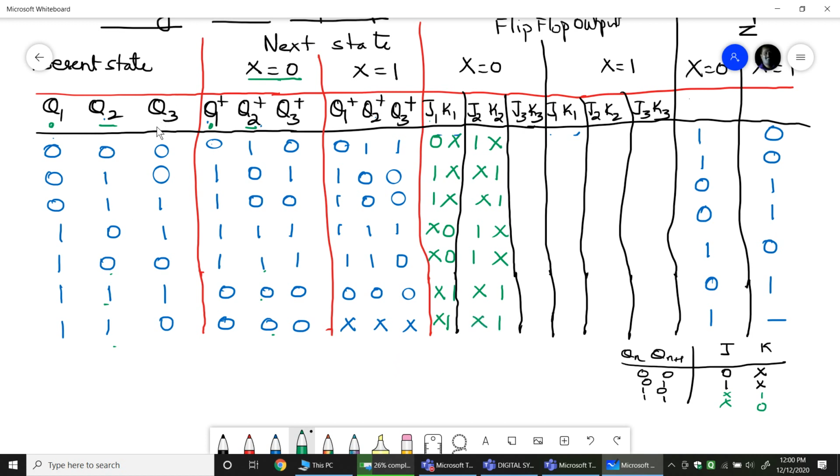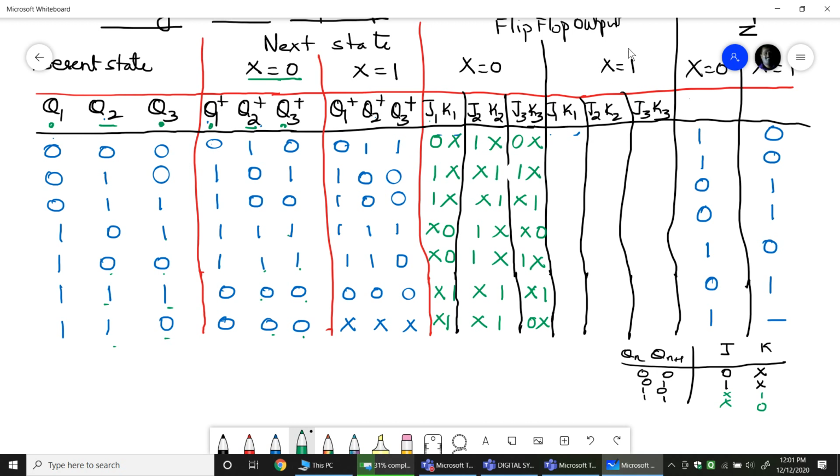For J3 K3 you need to look into Q3 and Q3 plus. 0 0 is 0x, 1 0 is x1, sorry, 0 1 is what? 0 1 is 1x, 1 0 x1, 1 1 x0, 0 1 1x, 1 0 x1, 0 0 0x. So this is J1 K1, J2 K2, J3 K3.